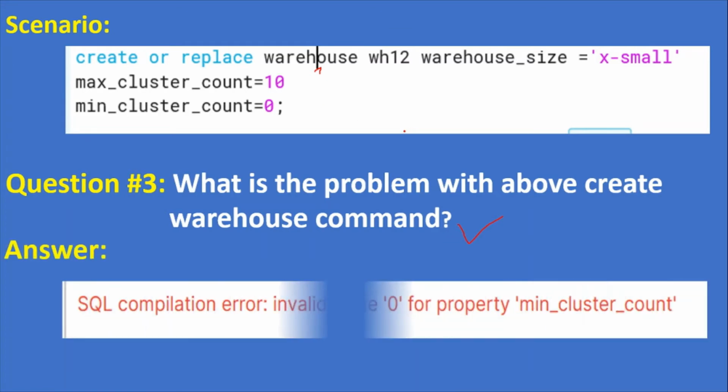So the answer is SQL compilation error, invalid value 0 for property min cluster count. That means when you are going to create a virtual warehouse in Snowflake, you have to use the min cluster count at least 1. Here in this case you have to use the min cluster count greater than or equal to 1, and less than or equal to 10.